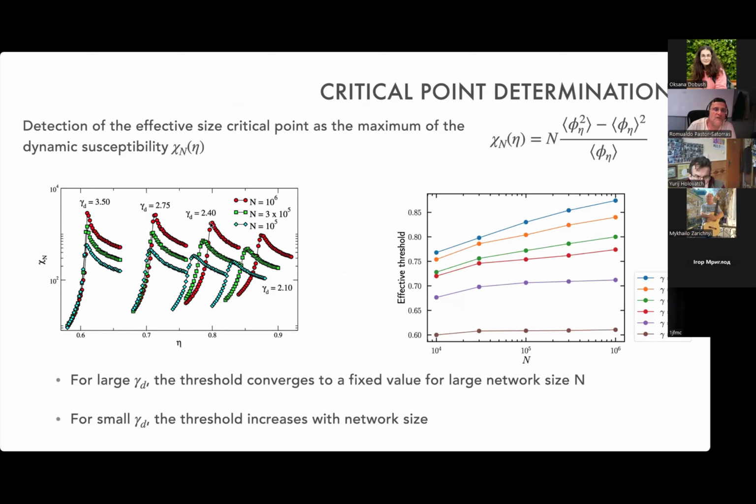So the idea is that when the exponent gamma is larger than 2.5, there is a real thermodynamic phase transition, and there is a critical noise that separates the ordered from the disordered state. Instead, when gamma is smaller than 5 over 2, the maximum noise that you need to disorder your system is 1. So essentially, it's like, in the sense of a temperature, an infinite temperature. In this case, there is no true phase transition in the thermodynamic limit, and the system is always ordered.